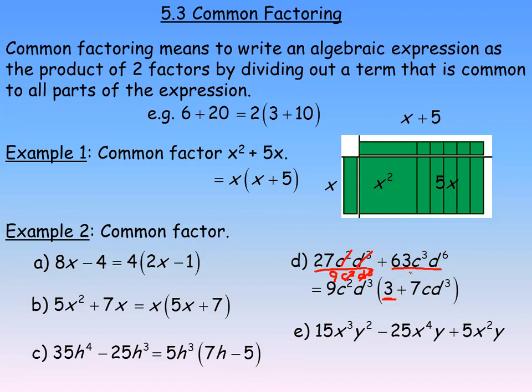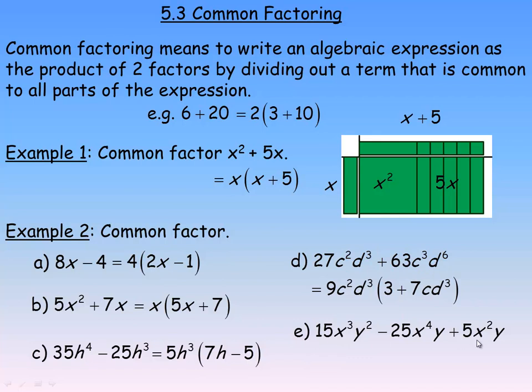And then over here we divide out that common factor again, 9c squared d cubed. So 63 divided by 9 is 7. C cubed divided by c squared is c to the 1st, or c. And d to the 6th divided by d to the 3rd would be d to the 3rd. Remember, you subtract the exponents. 6 minus 3 is 3. So that's why in the brackets would be 3 plus 7cd cubed.